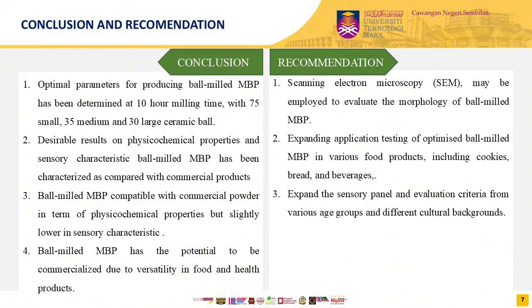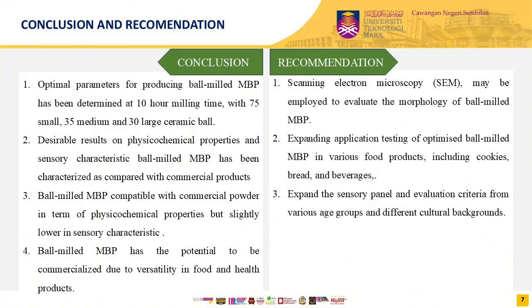For the conclusion, the optimal parameters for producing boiled meal mung bean powder have been determined at 10-hour milling time with 75 small, 35 medium and 30 large ceramic balls. Desirable results on physicochemical properties and sensory characteristics of boiled meal mung bean powder have been characterized as compared with the commercial product. Therefore, boiled meal mung bean powder is comparable with commercial powder in terms of physicochemical properties but slightly lower in sensory characteristics. Lastly, the boiled meal mung bean powder has the potential to be commercialized due to its versatility in food and health products.